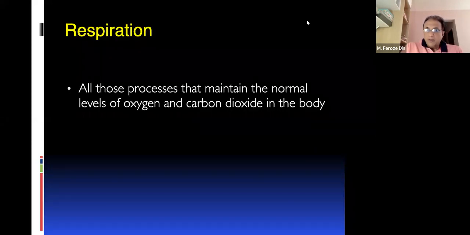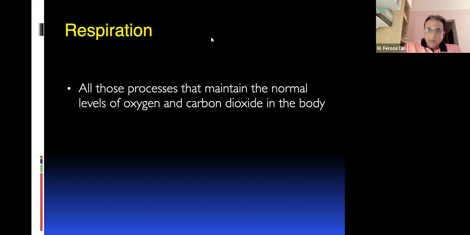What is respiration? Respiration, to start with, is simply, as a definition, all those processes that maintain the normal levels of oxygen and carbon dioxide in the body. That is respiration, and that's what respiratory physiology is all about.